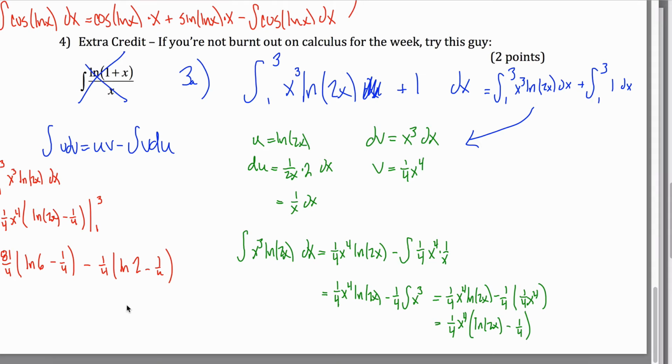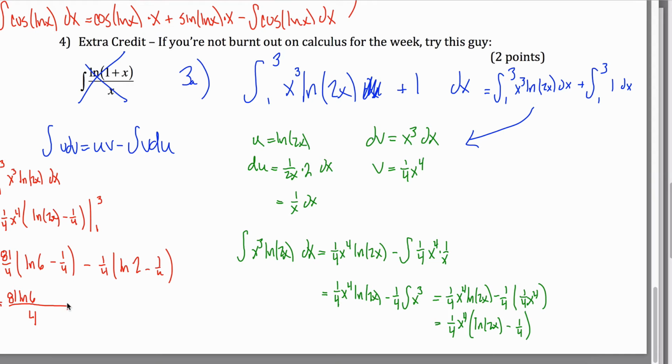Something like this. Do you want to clean this up? I don't know. Maybe you do. You could. Oh, you know what? I'm not even going to bother cleaning it up. Can we just call this good? No. Okay, I'll clean it up. I got 81 natural log of 6 over 4.